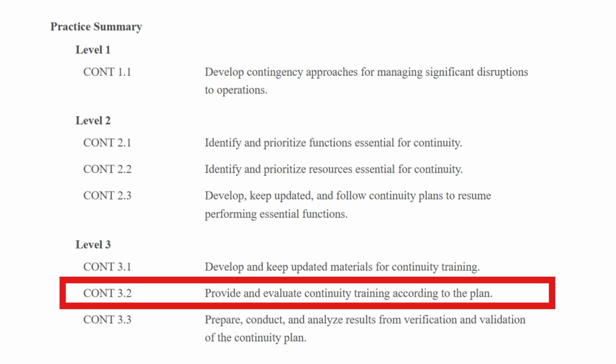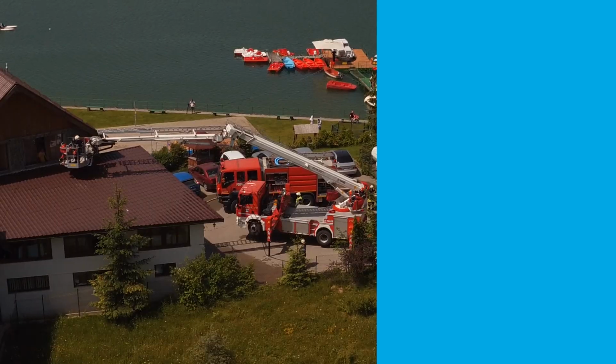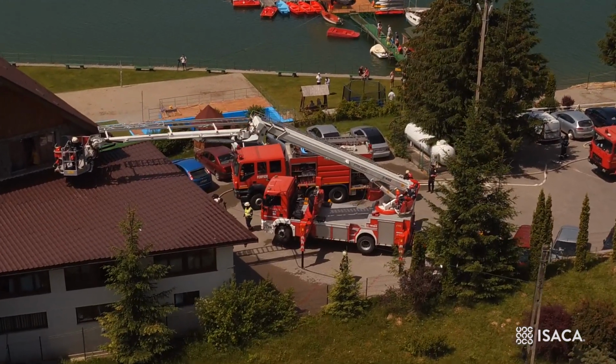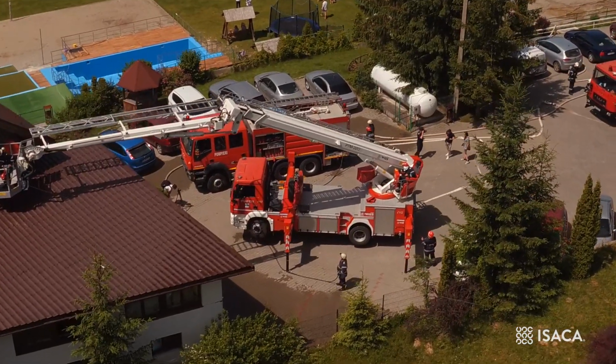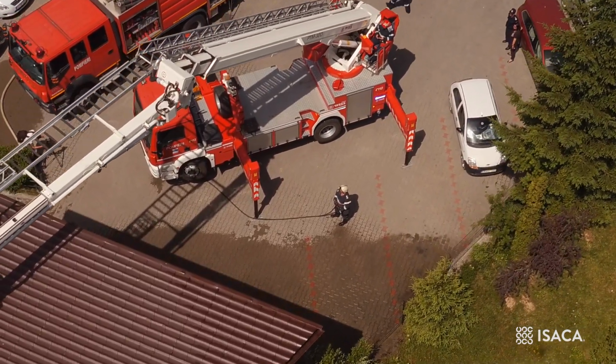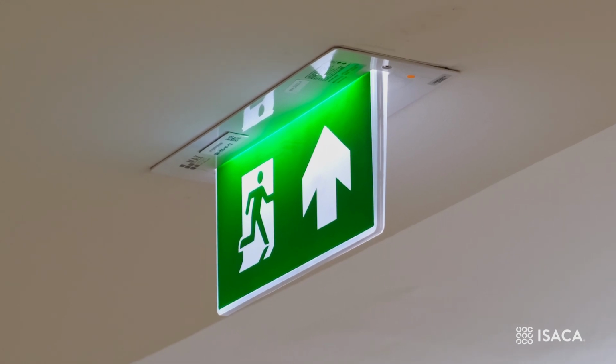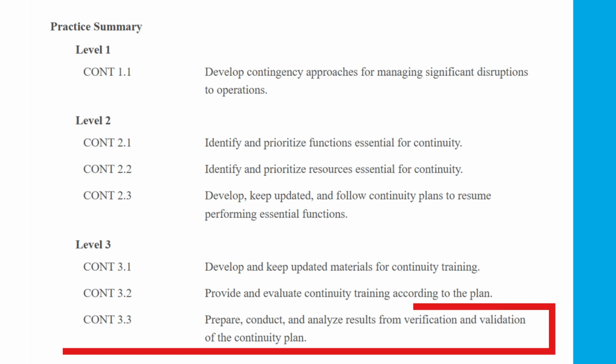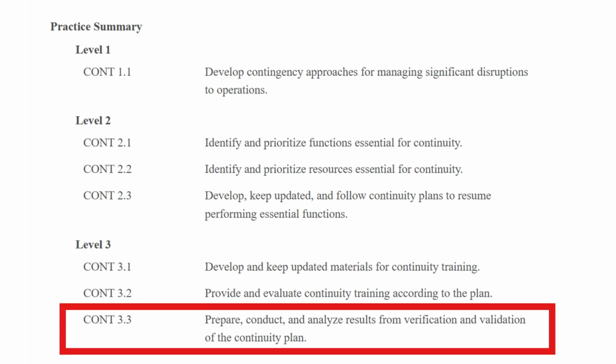CONT 3.2 is not just about delivering training relating to continuity, but also in ensuring its effectiveness. Using the fire evacuation example, if during a drill we discover that one part of a site took far longer to evacuate than the others, we might want to examine whether the training provided was sufficient for those people, or whether there was something peculiar about that particular area that prevented timely evacuation, in which case our training may need to be altered to take this into account. This feeds into the final practice, CONT 3.3, where we are expected to conduct verification and validation of our continuity plans to make sure they are fit for purpose.